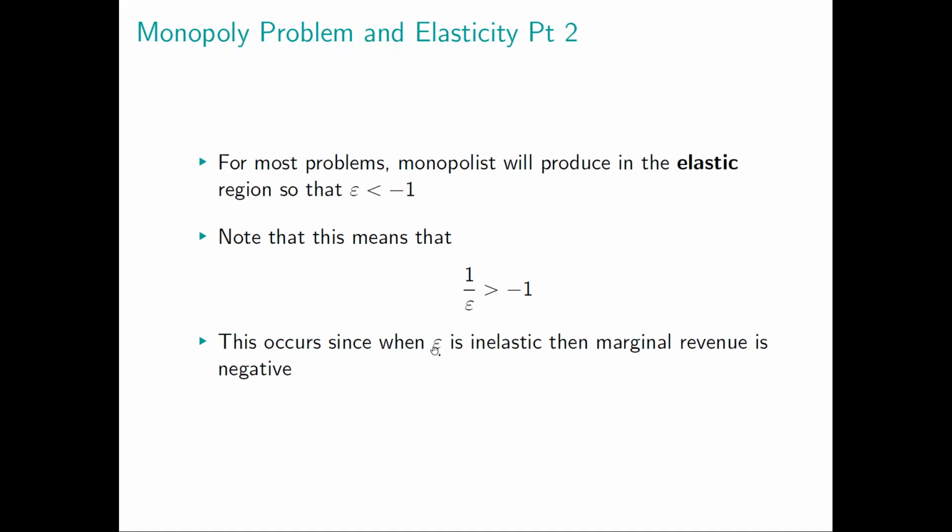And this occurs since when epsilon is inelastic, the marginal revenue is going to be negative, right? And remember, the condition we need in order to get optimality is that the marginal revenue is going to be essentially positive because we think our marginal costs are going to be increasing as we produce more things, right? So this is why I say for most problems, the monopolist will produce in the elastic region. And if marginal revenue is negative, then marginal revenue minus marginal cost is negative, and that would mean that you wouldn't want to produce anything.